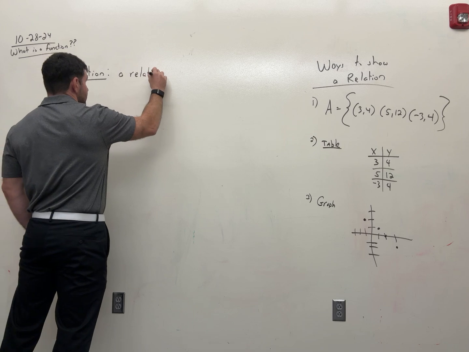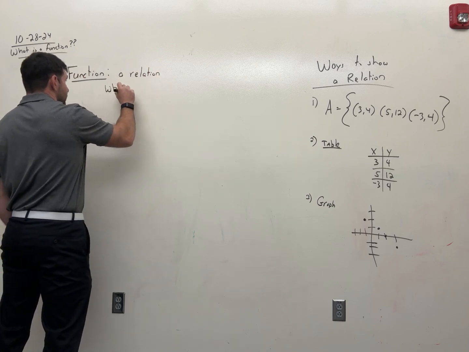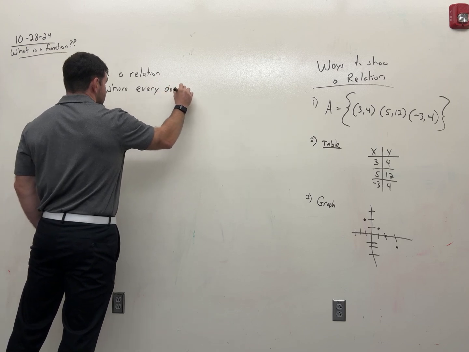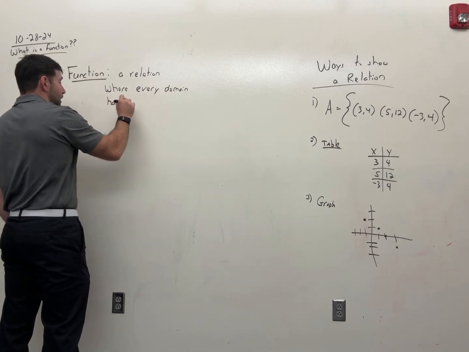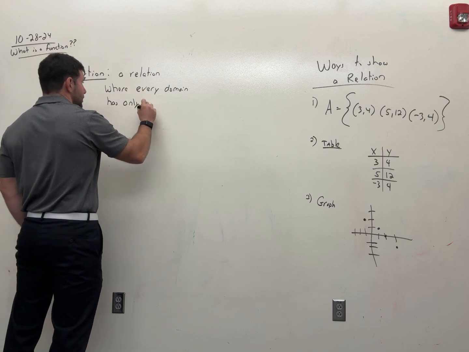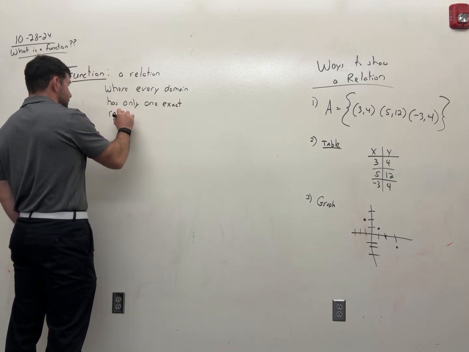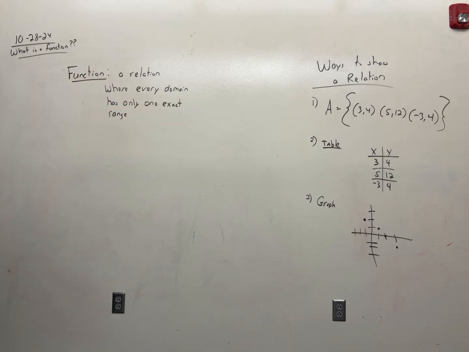A relation where every domain has only one exact range. And that's not what the book says, but I'm going to make that make sense. Okay? This is a mathematical statement. A relation where every domain has only one exact range. So what would that look like?